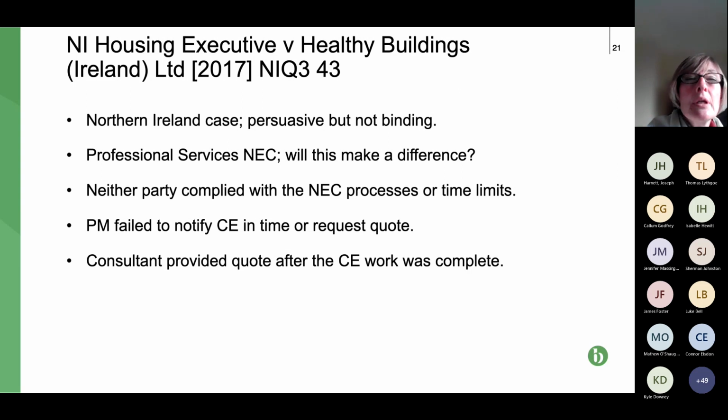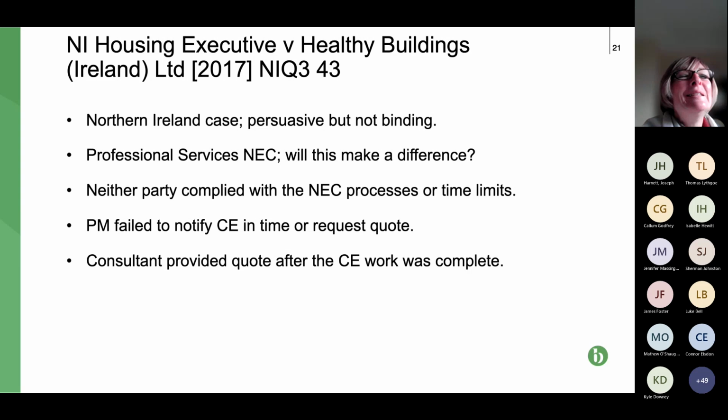The second point to bear in mind, it was an NEC professional services contract, which might make a difference. The third point to note is that the facts of the case were that neither party complied with all those fairly convoluted provisions that we've just spent the last hour discussing.